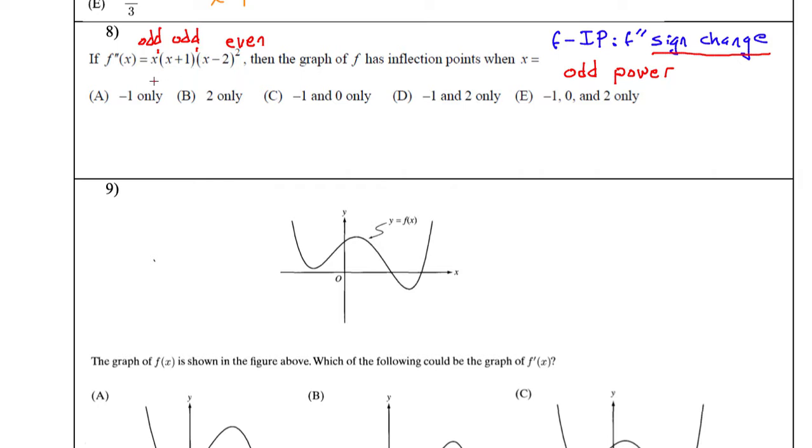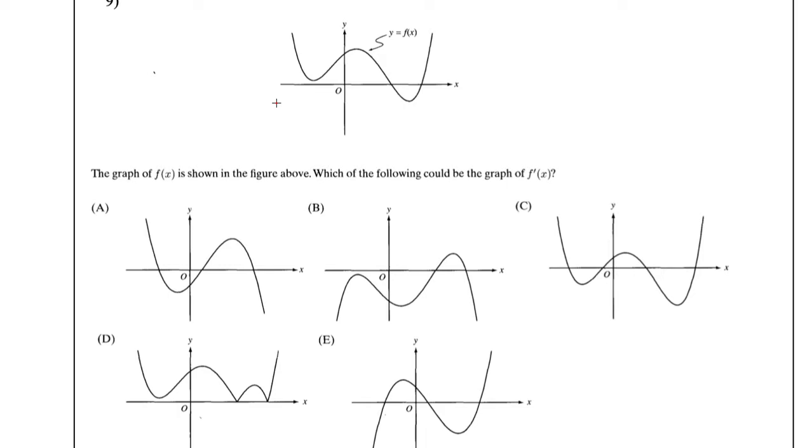So the possible inflection points here and here are the actual inflection points because I have odd powers. So 0 and -1 are the only inflection points. -1 and 0, correct answer is C. All right, number 9. So we have the graph of f, just the normal f, no f prime, given right here. Which of the following could be a graph of the derivative?